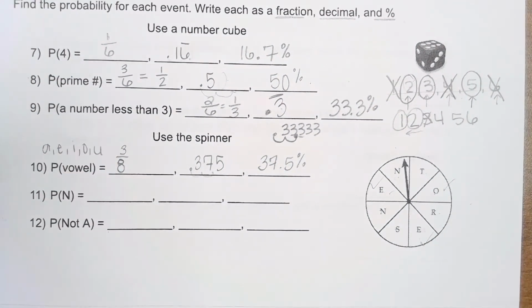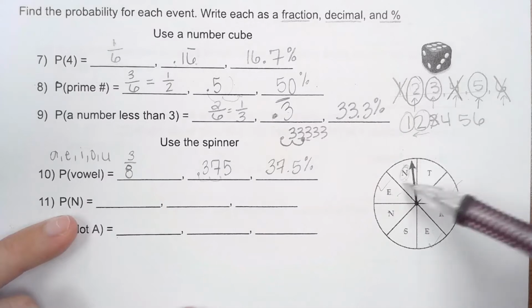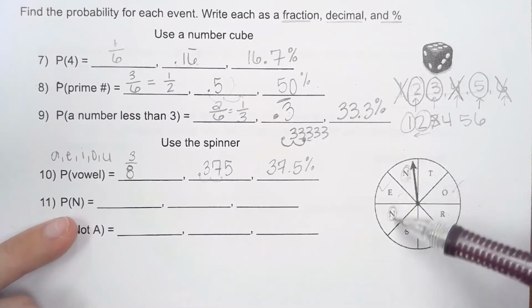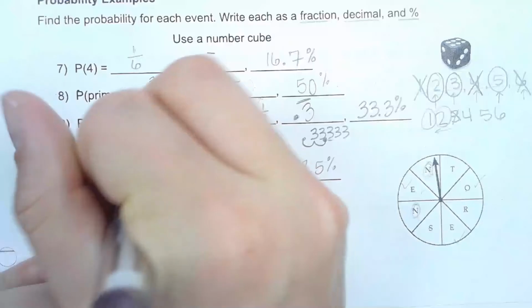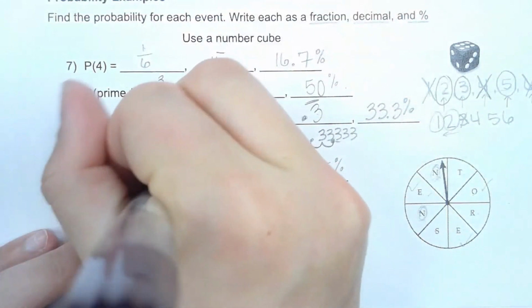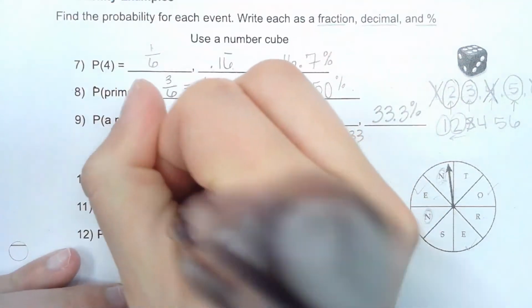Alright, next one is getting the probability of an N. So probability of getting N, we need to count all the N's on the spinner. So I see 1 and 2. So there's 2 out of 8 letters total that are N's. So probability of getting an N is 2 out of 8, or in other words, 1/4.